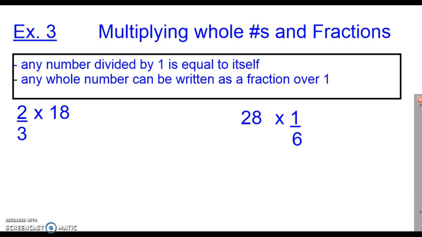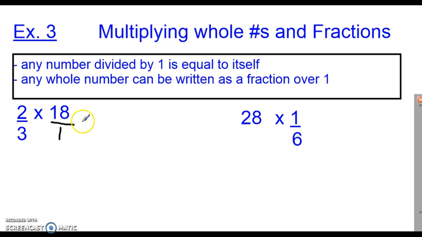Okay, we have one more concept to go over today, and it's multiplying whole numbers and fractions. Any number divided by 1 is equal to itself. Any whole number can be written as a fraction over 1. We went over this already when we were talking about adding fractions with whole numbers. To multiply 2/3 times 18, I'm going to make 18 into a fraction. Remember, it's 18 over 1. A lot of people make the mistake of putting 18 over 18, which would be equal to the whole 1, not the whole number 18. So now I can multiply across.